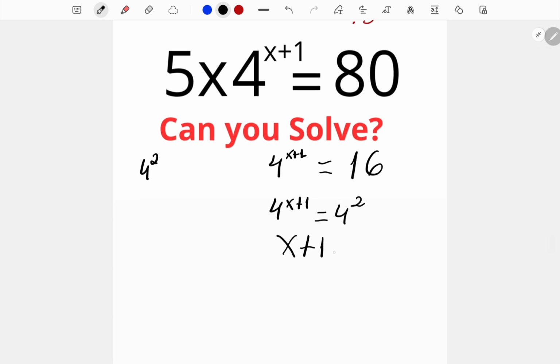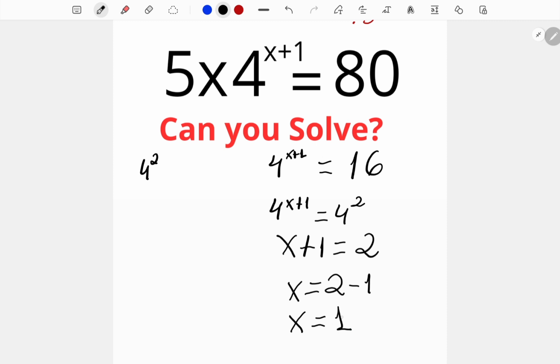This is a crucial step because it simplifies our exponential equation to a linear equation. To find the value of x, we need to isolate x, so we subtract 1 from both sides of the equation. Thus, we get x equals 2 minus 1. Simplifying, we find that x equals 1.